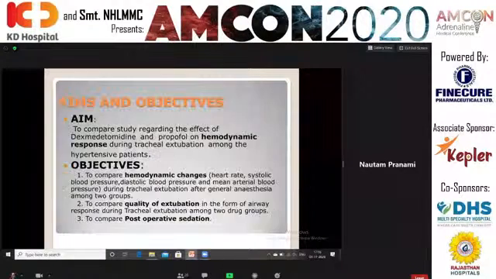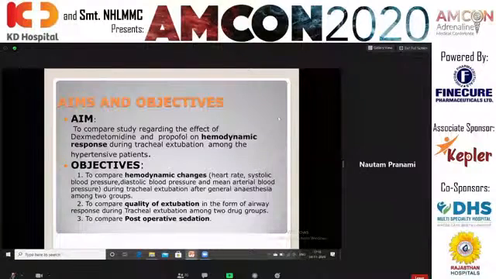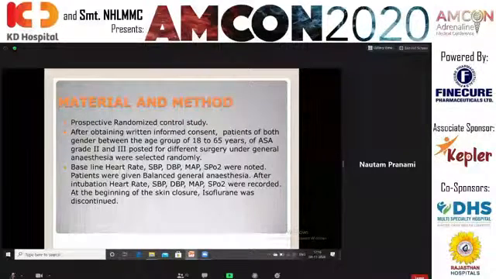The aim is to compare the effect of dexmedetomidine and propofol on the hemodynamic response during extubation among hypertensive patients, and the objective is to compare hemodynamic changes, quality of extubation, and post-operative sedation. Materials and methods: it is a prospective randomized controlled study.